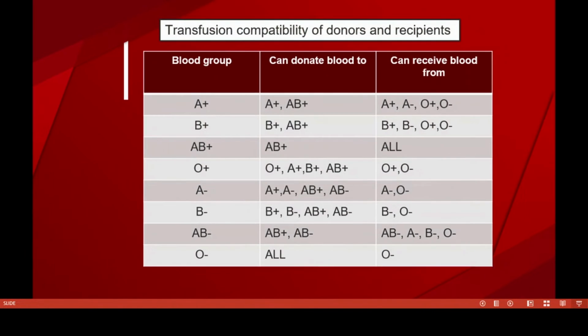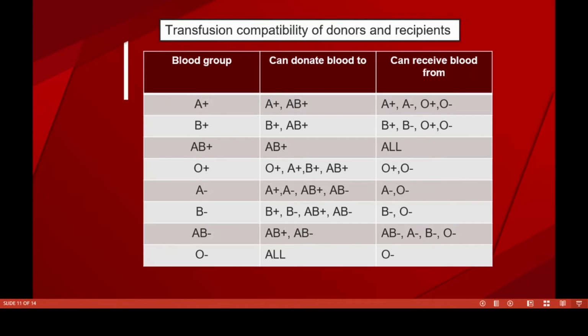Next, transfusion compatibility of donors and recipients. With the help of the Rh factor, these blood groups are categorized into eight types, positive and negative. If A positive, we can donate only to positive blood groups, A positive and AB positive, but we can receive from both positive and negative: A positive, A negative, as well as O positive, O negative.